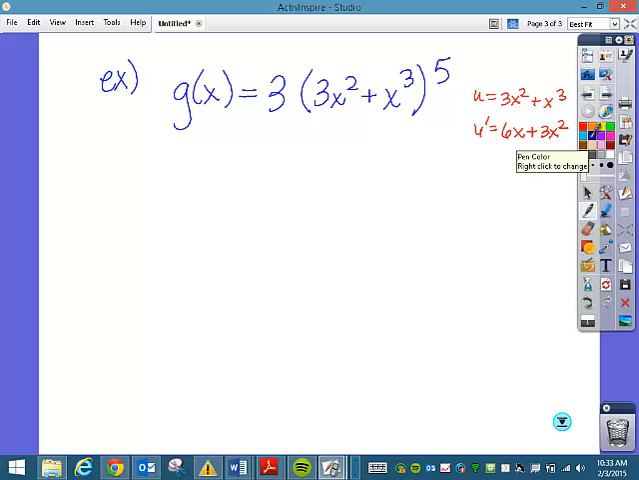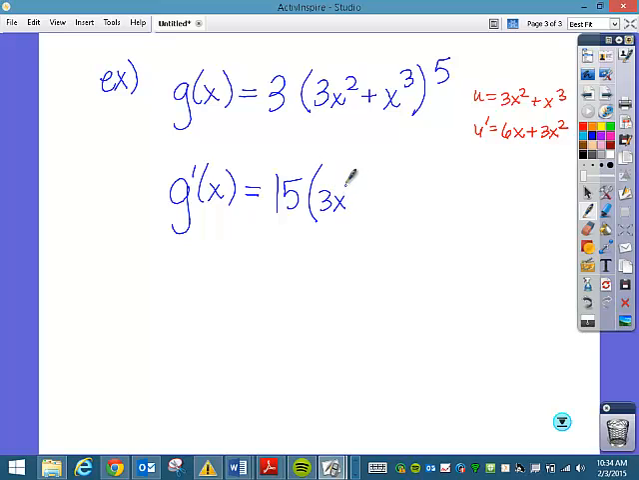So using the chain rule, taking the derivative, g prime of x, I'm going to take my exponent and pull it out front. Well, I already have a 3 as my leading coefficient, so 5 times 3 is 15. I keep the insides the same, 3x squared plus x cubed. I'm subtracting 1 from my exponent to get 4, and then I'm going to multiply by the derivative of u, which is 6x plus 3x squared. And I can just leave it as my final answer.